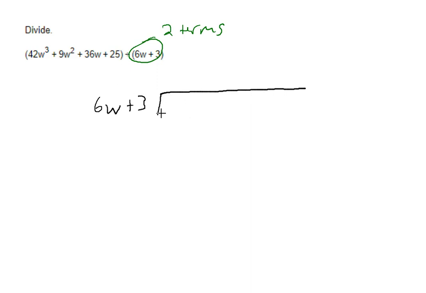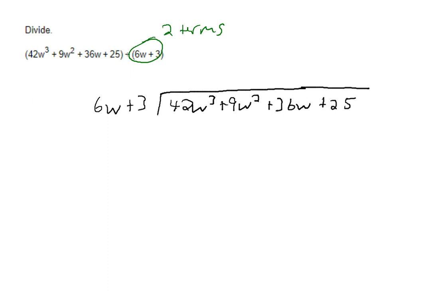It's called the dividend, right? So the thing we're dividing into is the dividend. That needs to go on the inside. So we have 42w to the 3rd power plus 9w squared plus 36w plus 25. All right, took a little more space than I thought it would.